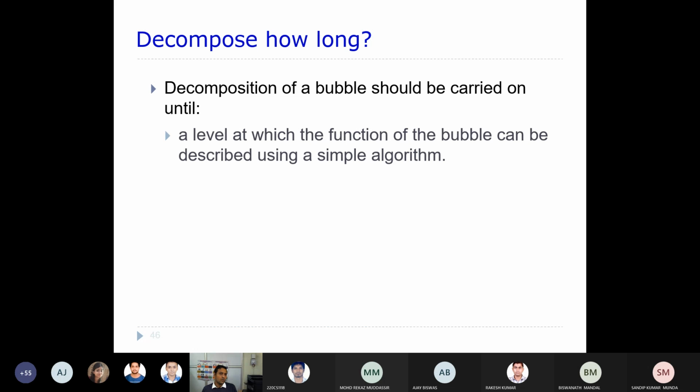So how long do you decompose this? You keep on decomposing these bubbles to a level at which the function of a bubble can be described using a simple algorithm. For each and every bubble, you can provide a simple algorithm. As I told you, you will go to a level where you can say that you require a quick sort. That means you have an algorithm for that, or for any other task, not only sorting. For our understanding, I always take sorting as an example, because you know that algorithm for sorting.